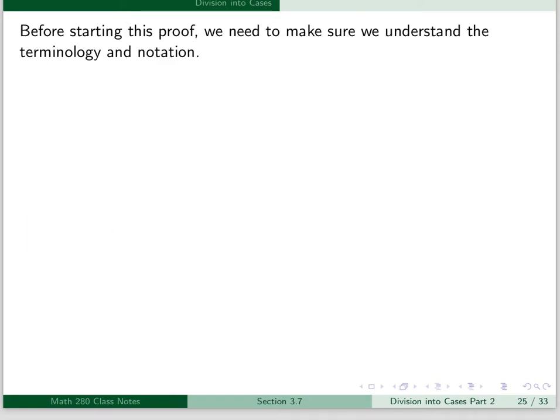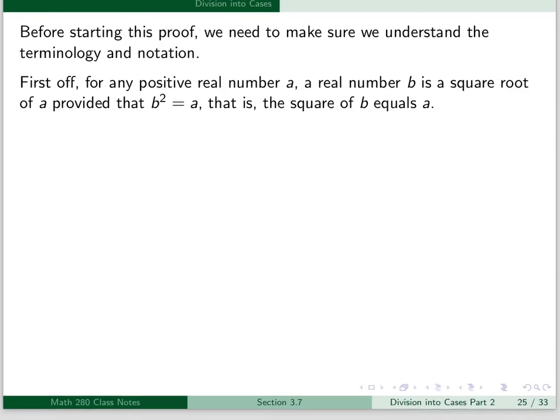Before starting this proof, we need to make sure we understand the terminology and the notation. First off, for any positive real number a, a real number b is a square root of a, provided that b squared is equal to a. That is, the square of b equals a. This is just the definition of the square root of a number.